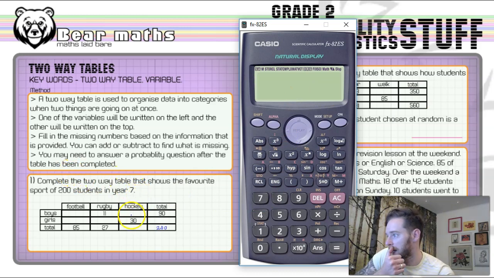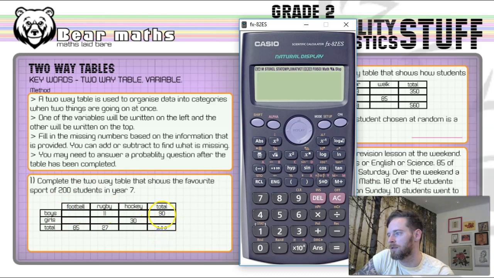What we've got here are the variables. We've got the boys and girls and the total. We've got the football, the rugby, the hockey. So that's obviously the sport, and this is the gender. There are two variables. Gender is one variable, sport is the other, and they're the things that we've got in our two-way table, split into these different categories.